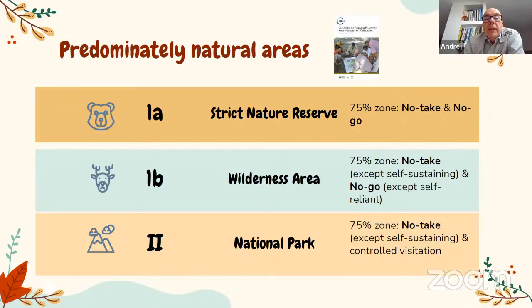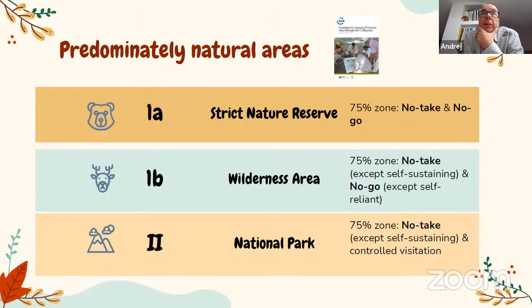So category 1A areas are usually smaller, but fully natural and without any human habitation or visitation. 75% of this area should be a no-take and no-go zone. There are very few such areas, especially in Europe, and perhaps we will have to think how to broaden this definition, or how to make it applicable to the specific European circumstances.